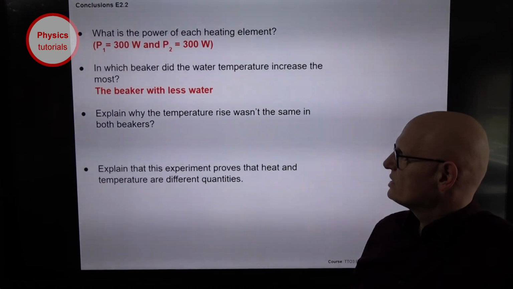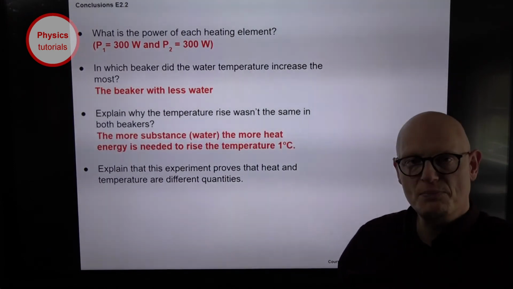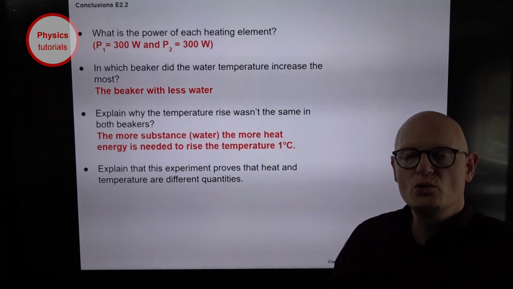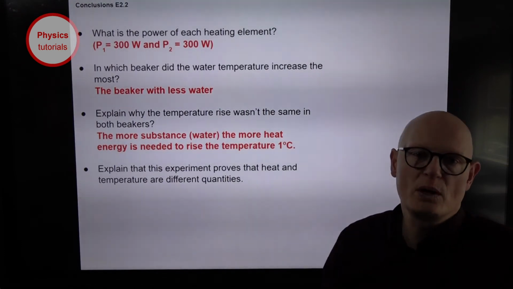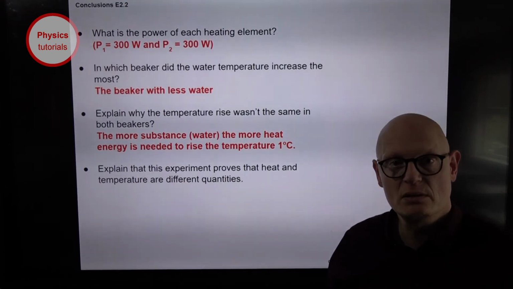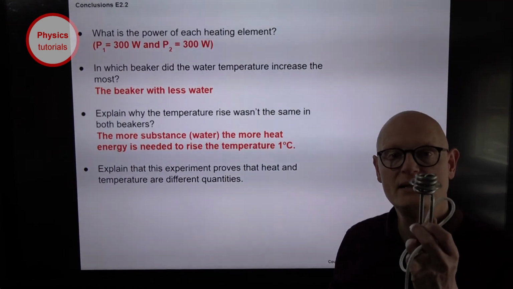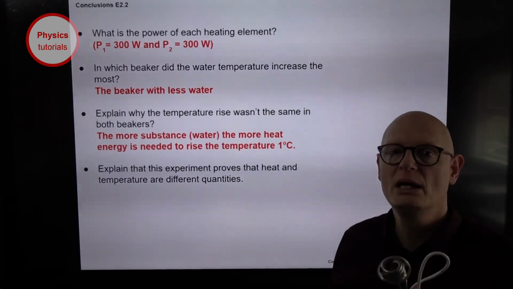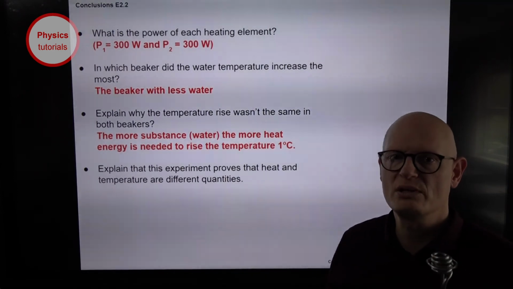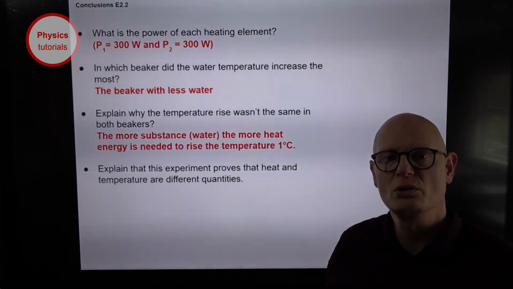Explain why the temperature rise wasn't the same in both beakers. Well, the more substance you have, the more heat you need to let the temperature rise with 1 degree Celsius. So if I would do this experiment in a swimming pool, I would use a single heating element of 300 watt in a swimming pool. It would take quite a long time to increase the temperature with 1 degree Celsius. When I do this in a teacup, it goes much quicker.